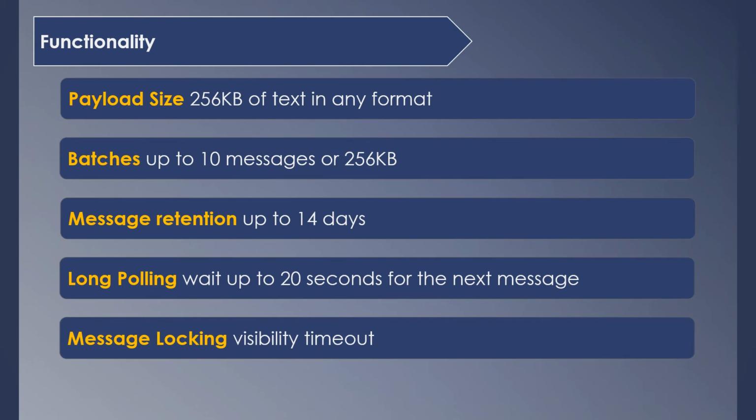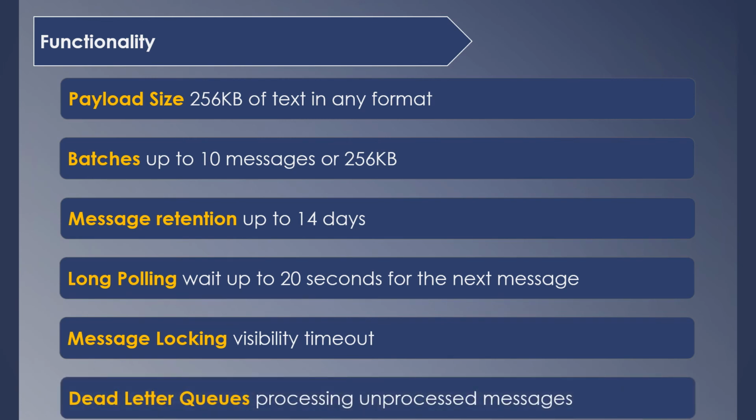When a message is received, it becomes locked while being processed. This keeps other computers from processing the message simultaneously. If the message processing fails, the lock will expire and the message will be available again. This can also be controlled by setting visibility timeout. It is a period of time during which SQS prevents other consuming components from receiving and processing a message. This is called message locking and it is very helpful.